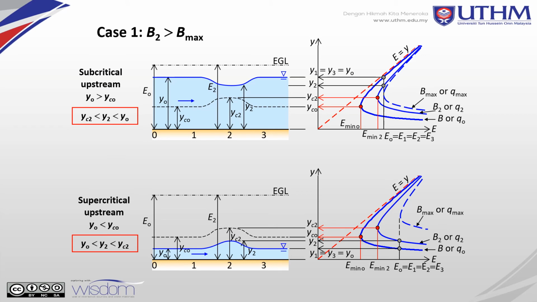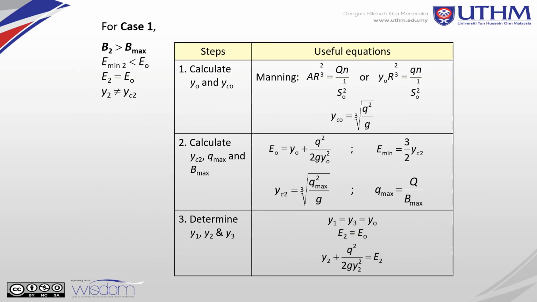Case 1 uses this one, for subcritical and supercritical upstream flow. The useful equations: because the channel is not rectangular, use the Manning equation, and this one is rectangular. Because the constriction is rectangular, use the Manning equation to calculate Y0 and YC0, calculate YC2, Qmax and Bmax using these equations, and then Y1, Y2 and Y3.